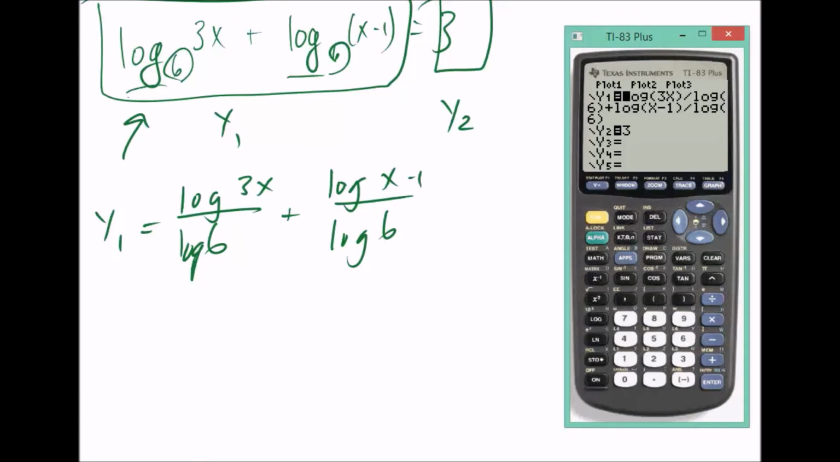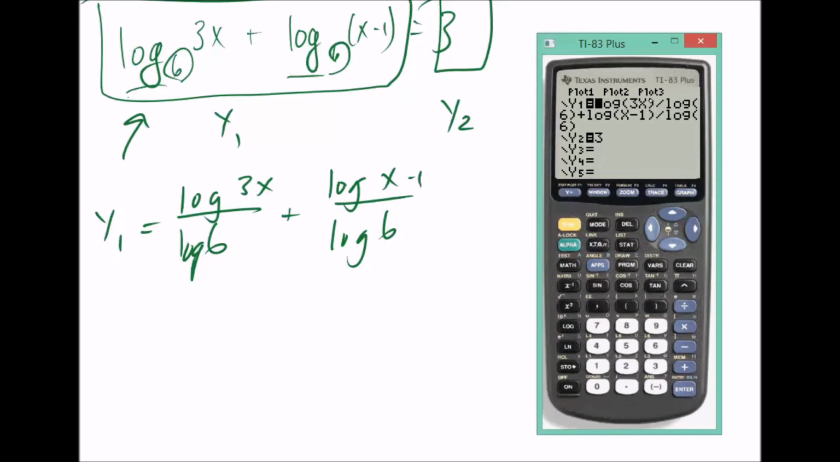And to save us time, I've already plugged that in there. So log 3x divided by log 6 plus log of x minus 1 over log 6. And for y2, of course, we're just plugging in 3. Graph it, calculate the intersect.